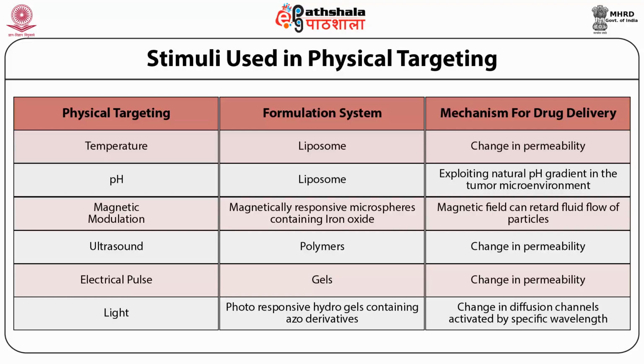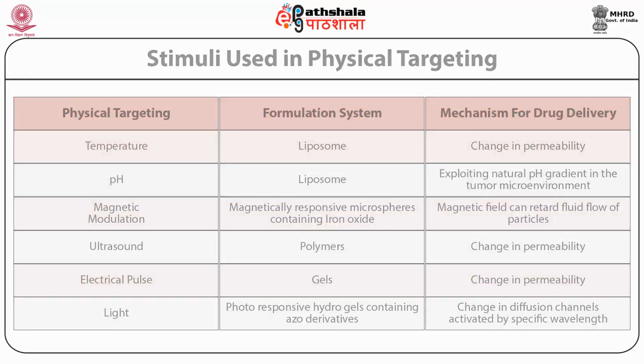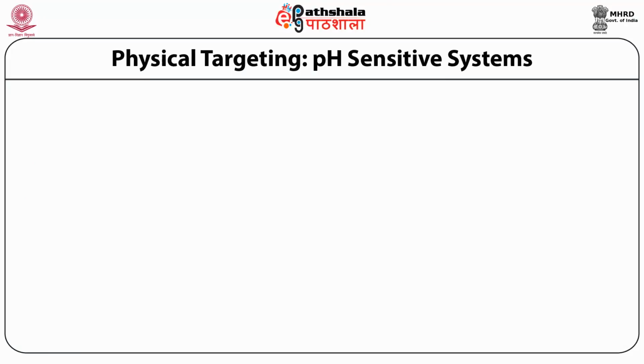Other stimuli such as magnetic modulation have also been exploited in the form of magnetically responsive microspheres which contained magnetite or iron oxide, and such nanoparticles can retard the fluid flow of the particles. Another stimulus, ultrasound, also causes the change in the permeability of the targeted area. Electric pulse and light are other stimuli which also are used for physical drug targeting. pH sensitive systems: these systems are one of the widely investigated approaches.